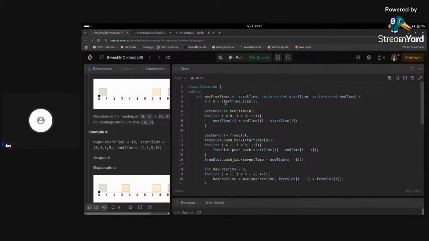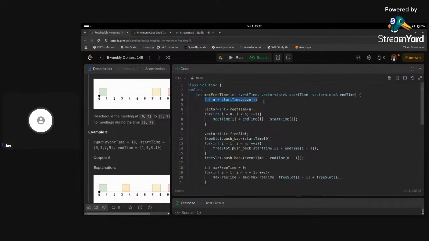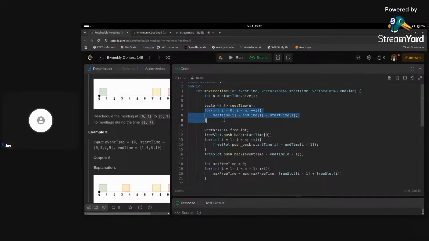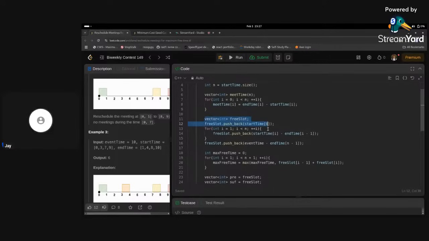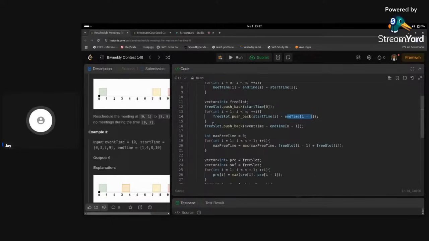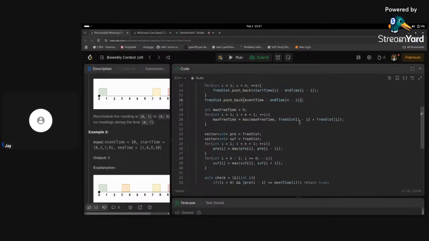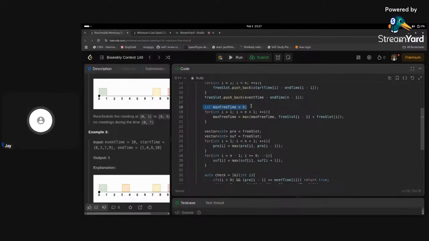If you look at the implementation for this problem, first see the number of meetings that you have. Then we calculate the meeting time for each meeting, that is end time minus start time. Then again, you calculate the free slots as you did in the previous problem. The first free slot is between 0 and the start of the first meeting. Then each consecutive free slot is between the start of the next meeting and the end of the current meeting. And finally, you have a final free slot between the end of the last meeting and the end of the complete line. And again, you maintain this maximum free time variable.